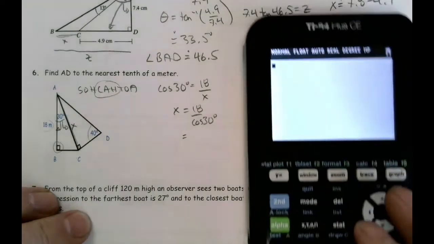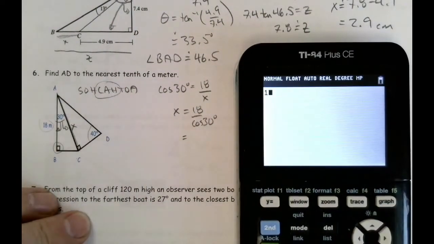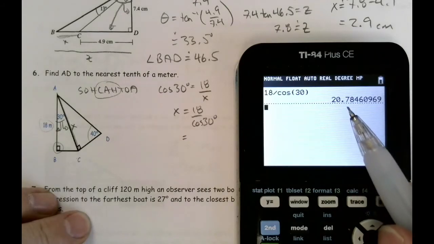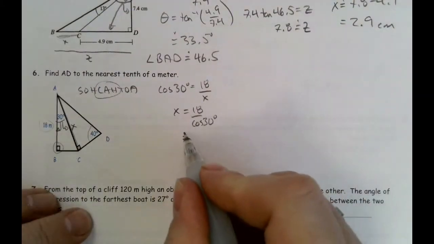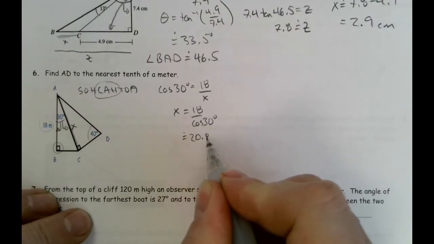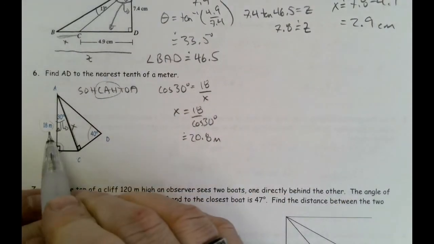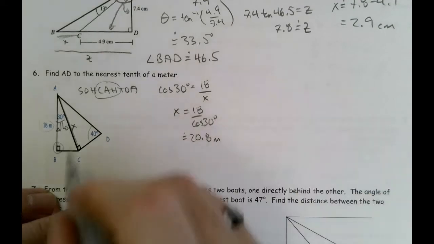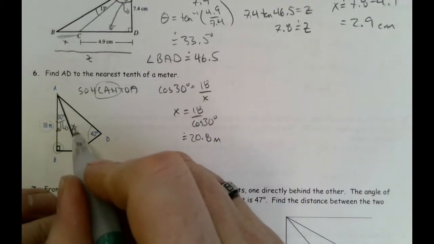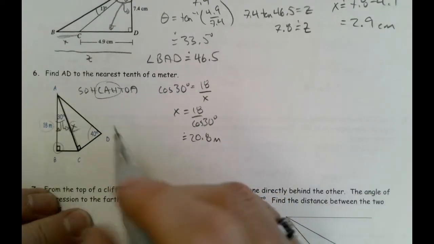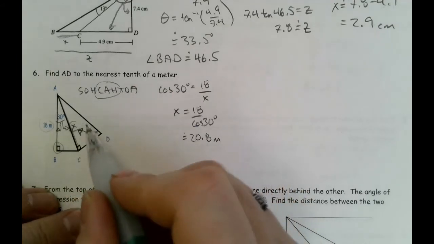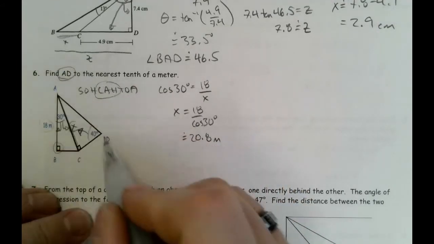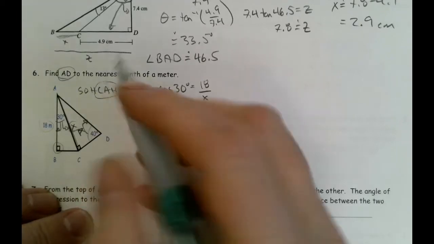Then I go to my calculator. 18 divided by the cosine of 30. So to the nearest tenth is approximately 20.8. So approximately 20.8, and it looks like the units are meters. Good. So now I have this side right here. Now I know what x is. So in this triangle, I now know what the opposite side is, and I want AD, which is the hypotenuse. We'll call that y.